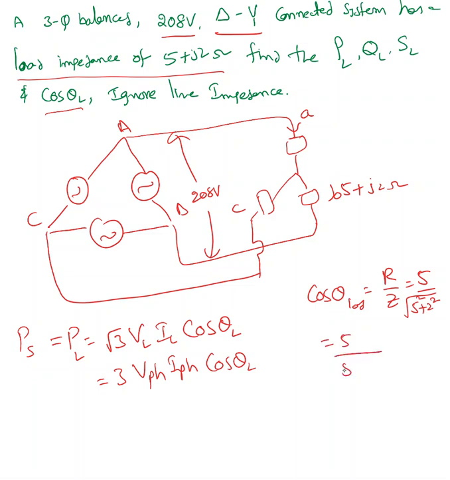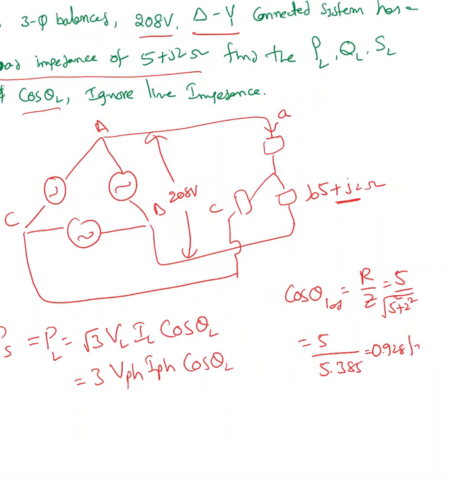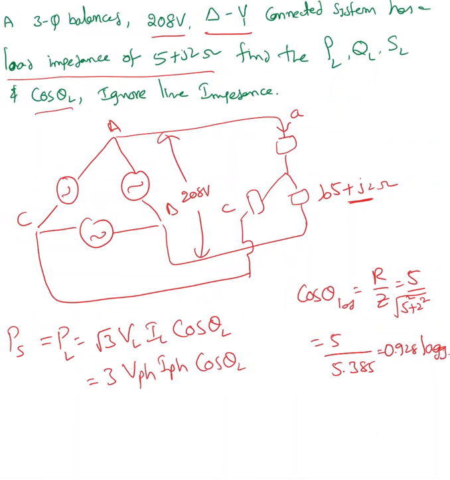divided by 5.385. That value is 0.928. Is it lagging or leading? Here I have plus J2, that is an inductive load. Whenever we have an inductive load, this must be a lagging power factor. If it is a capacitive load, that must be a leading power factor.